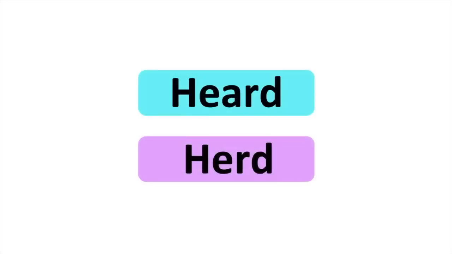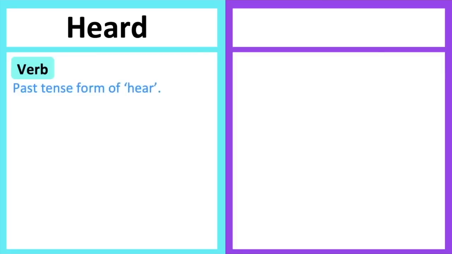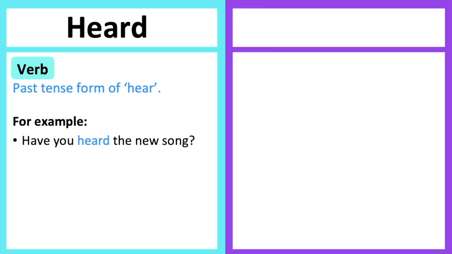Heard, herd. Both words sound the same, however, they have different spellings and different meanings. Heard is the past form and past participle of the verb to hear, which means to listen to or to receive information with your ears. For example, have you heard the new song? They heard the announcement.